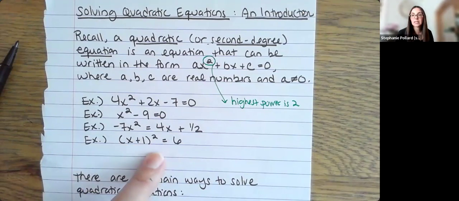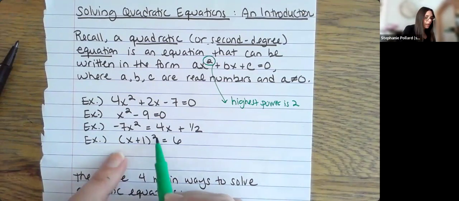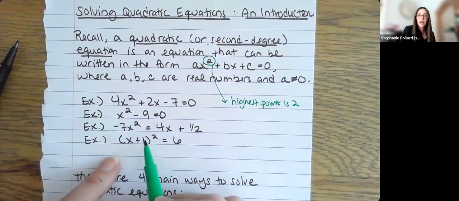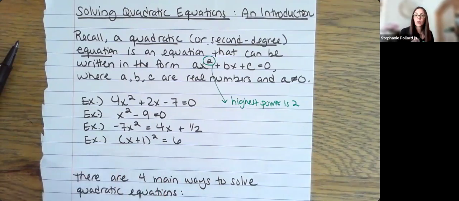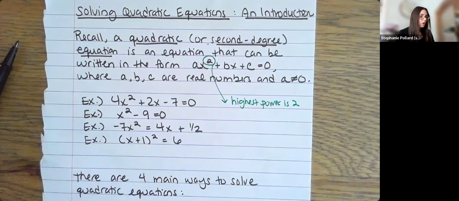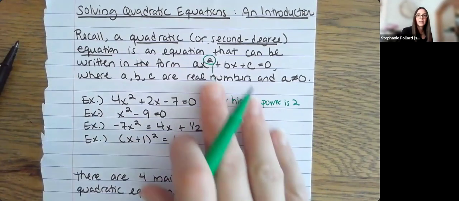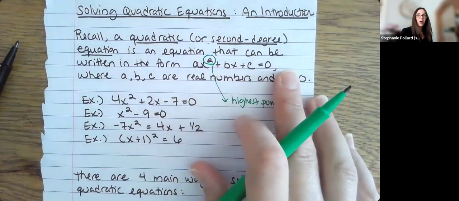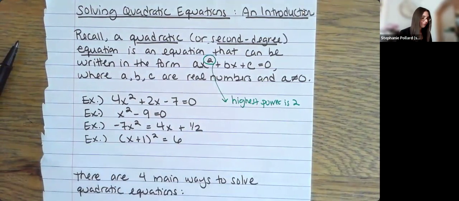It's a little bit trickier to see, but if you were to multiply this out, you would actually see that the highest power there is 2 on an x squared. There is an x squared term there. So if you multiply this out and simplify it, you are getting that x squared piece. So these are all examples of quadratics. Although we like to have things written in this nice organized way, they don't always come that way when we're solving them.